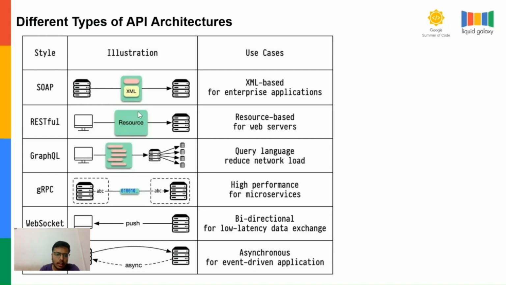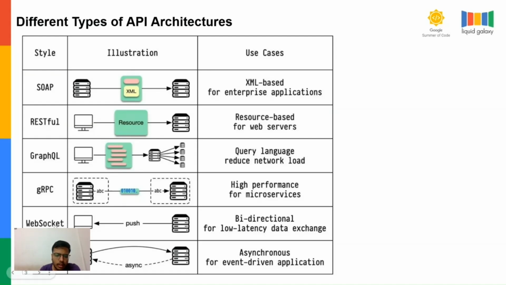REST APIs are resource based APIs. They are generally written in JSON or XML or other sequential or layer based data formats. These are resource based for web servers. The next is GraphQL. GraphQL is a query language. One of the benefits of GraphQL is that it reduces the network load. The next thing is gRPC. gRPC is a bit more uncommon because it is mostly used with microservices, but it is very high performance in nature and very intuitive as well.